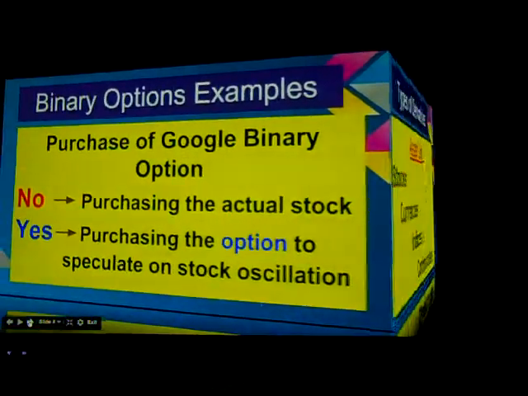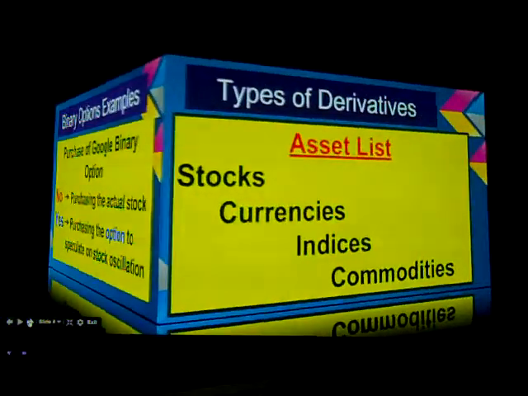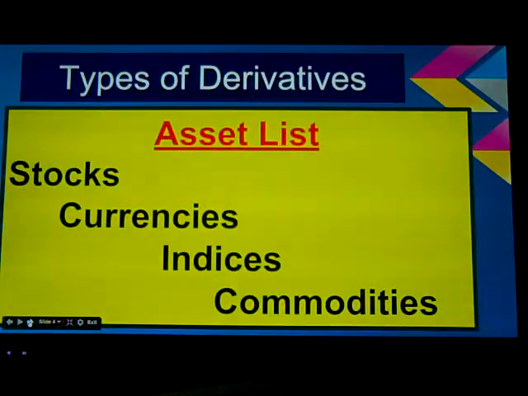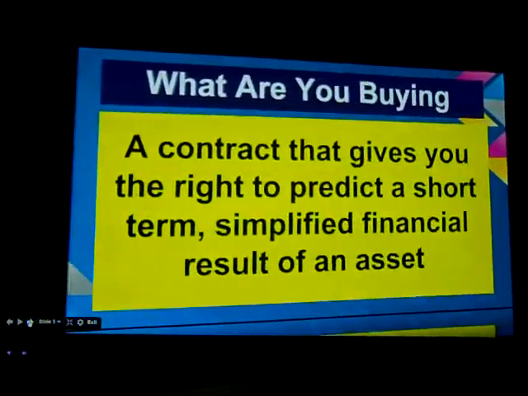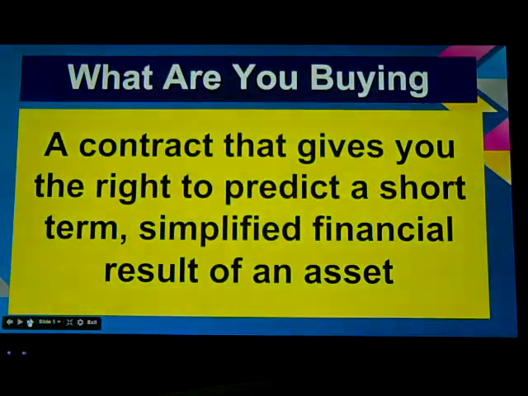Let's explain this a little bit better, and for that we'll first tell you what the 4 types of assets are. There's stocks, currencies like the US dollar or the Canadian dollar, so on and so forth. There's indices like the Nasdaq index, and there's commodities. We'll explain a bit more about those in a minute. Now, what are you going to be buying? Well, a binary option is a contract that gives you the right to predict the short-term simplified financial result of an asset. Let's break that down.